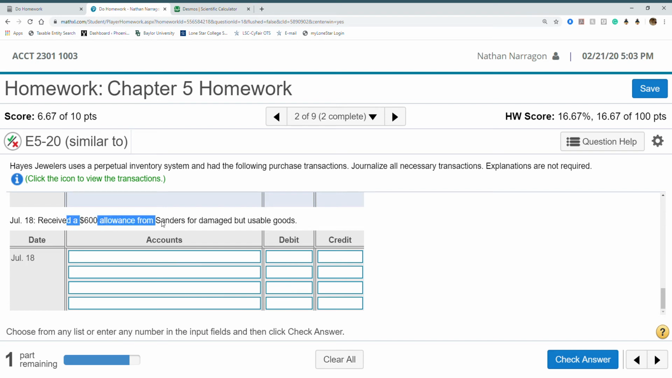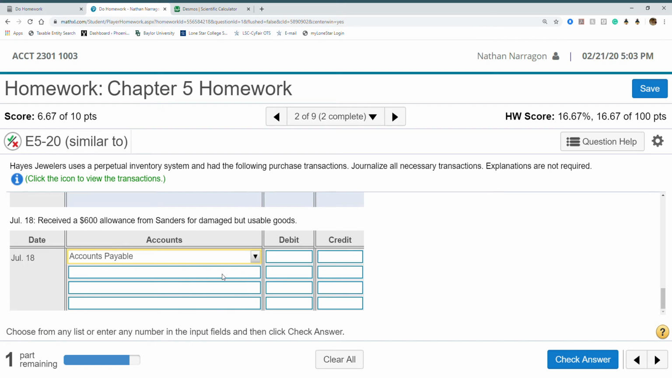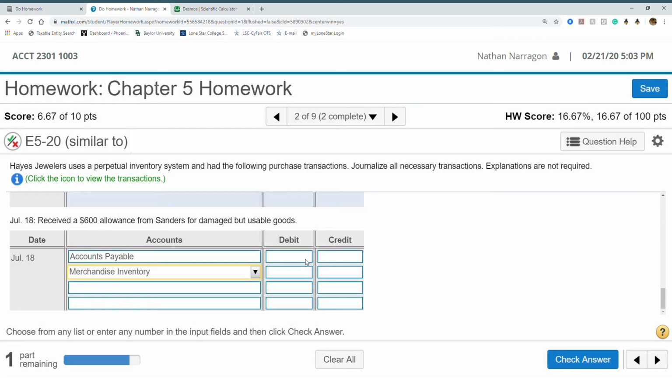We received a $600 allowance for damaged but usable goods. So an allowance is just the same as a return. So our accounts payable is going to reduce, and merchandise inventory. Again, until we sell it, it's really only going to affect merchandise inventory when we get a return or have to pay for shipping or any of those.